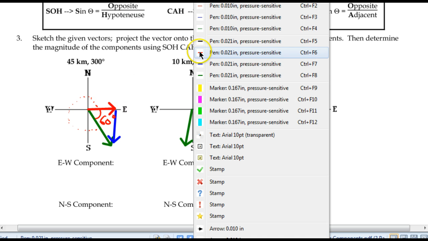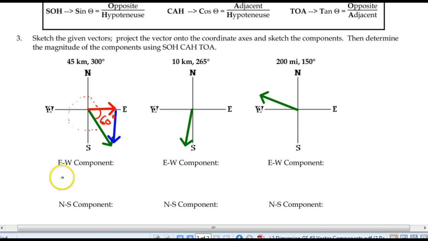So when I go to figure out the red component, that's the east-west component, it's adjacent to 60 degrees. So I'm going to use, this is a distance, so distance in x is equal to the hypotenuse, which is 45 kilometers, times the cosine of the angle theta. Again, theta is a Greek letter. We use that, generally speaking, for angles. So in this case, dx is equal to 45 kilometers times cosine of 60 degrees.